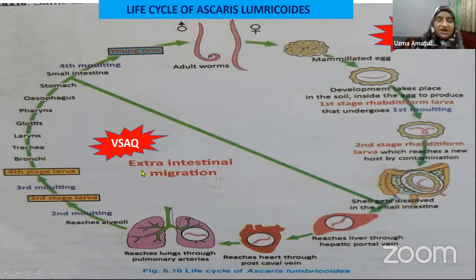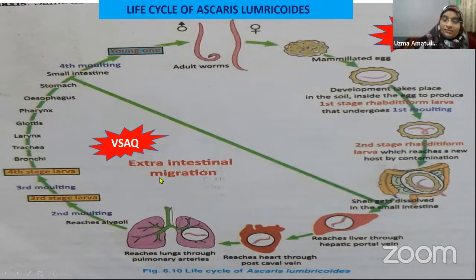Now here you see this extra-intestinal migration. Migration means a journey for a short time. Now here, this larva from the intestine is coming into the liver, from the liver going to the heart, from the heart going to the lungs. This journey is called extra-intestinal migration. Now the larva lives in the alimentary canal. It is leaving the alimentary canal. It is going to the other organs. Then this is called extra-intestinal migration. Important, very short answer for your exam.